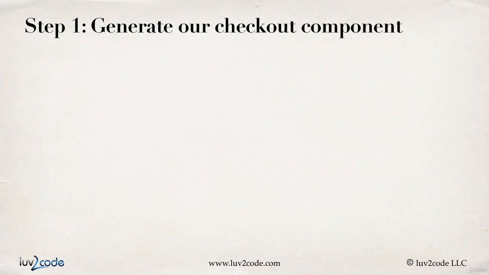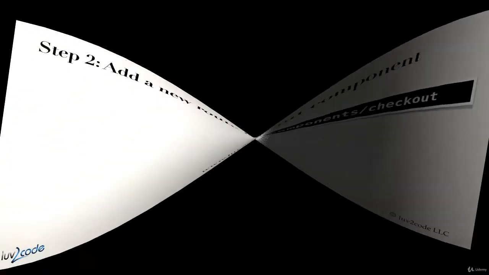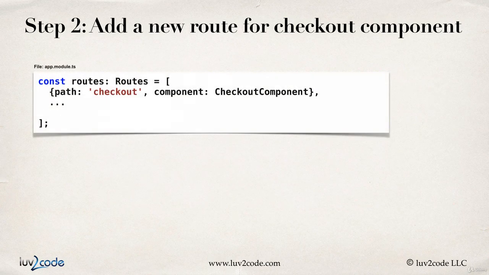Alrighty, step one of generating our checkout component. And this is very easy. We've seen this before. Just use ng generate component components/checkout, and it'll create our checkout component for us. Then we add a new route for the checkout component. So in our file, app.module.ts, we add this new path here for checkout and then component to the checkout component that was just generated in the previous slide.